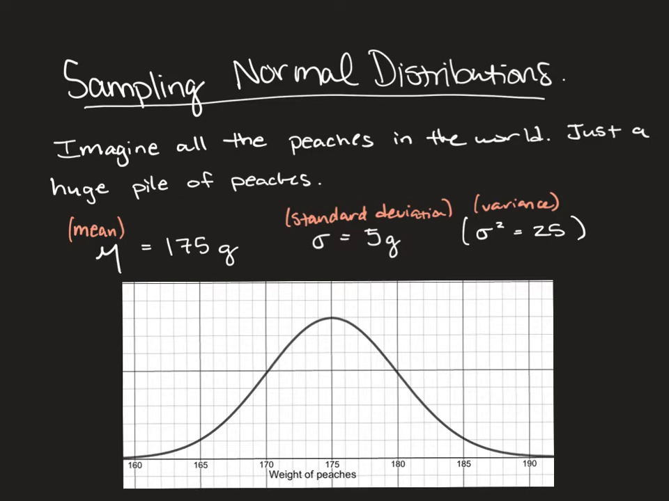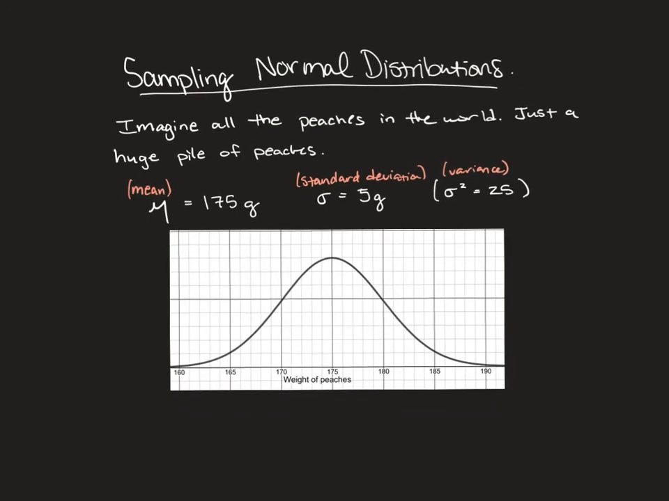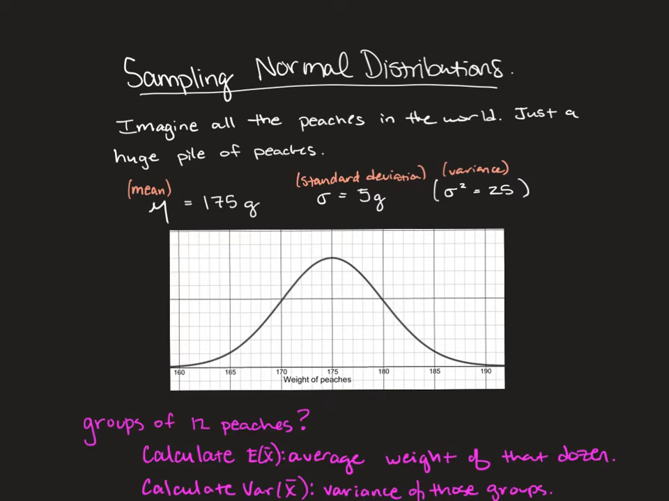But when we're talking about sampling here, what if I took a dozen peaches? What would happen to that dozen set of peaches that I've got? So if we have groups of 12 peaches, now we're going to see how the x bar behaves. E of x, that's the expected value, is the same thing as the mean in this case. I pick a regular peach. What's the expected value of that peach? It's going to be the mean.